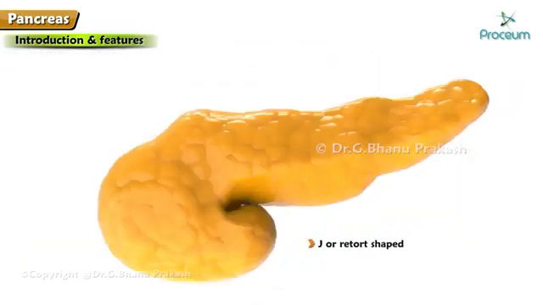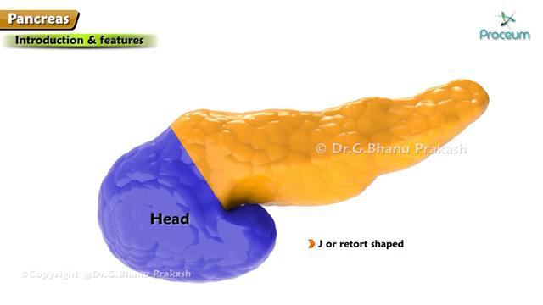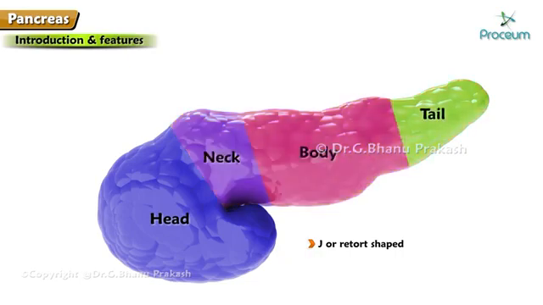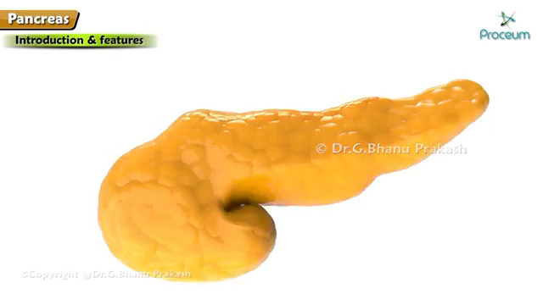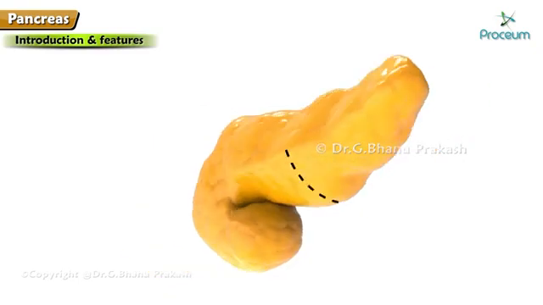It is J-shaped or retort-shaped, and the bowel of the retort represents the head of the pancreas, and the stem of the retort represents the neck, body, and tail of the pancreas. Measurements: length is 15 to 20 centimeters, width is 3 to 4 centimeters, thickness 1.5 to 2 centimeters, weight 80 to 90 grams.